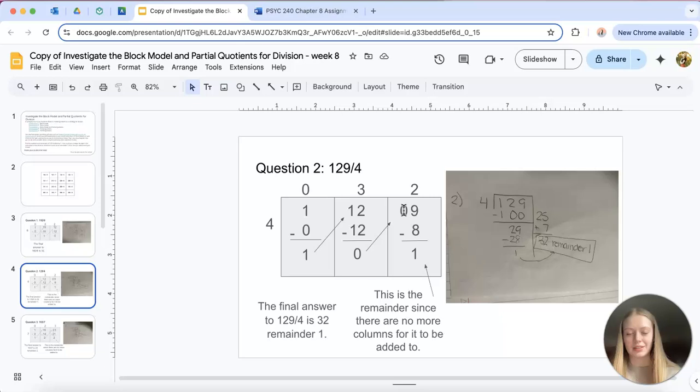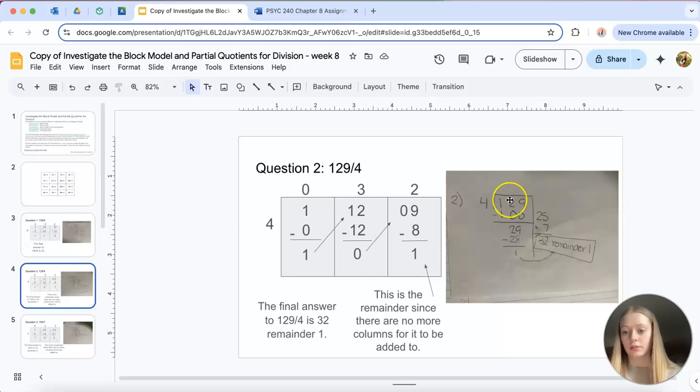When it's a 0, it's not necessarily really changing the value of the number because it's still a 9 here, but we still bring it over. 4 goes into 9 twice, so 2 times 4 is 8, 9 minus 8 is 1, so this is the remainder since there are no more columns for it to be added or shifted over to, so then we're just left with 32, remainder 1.